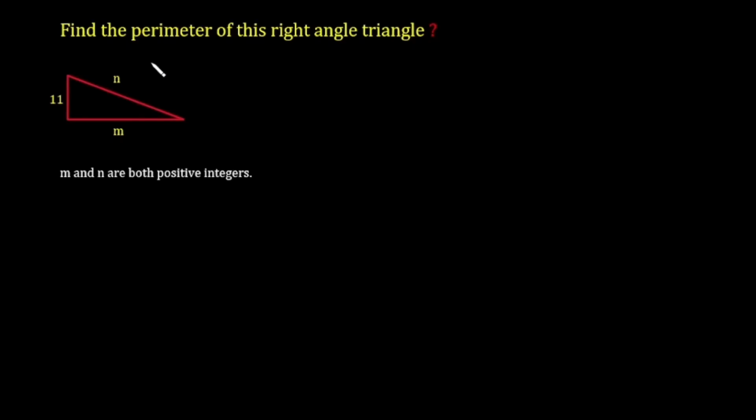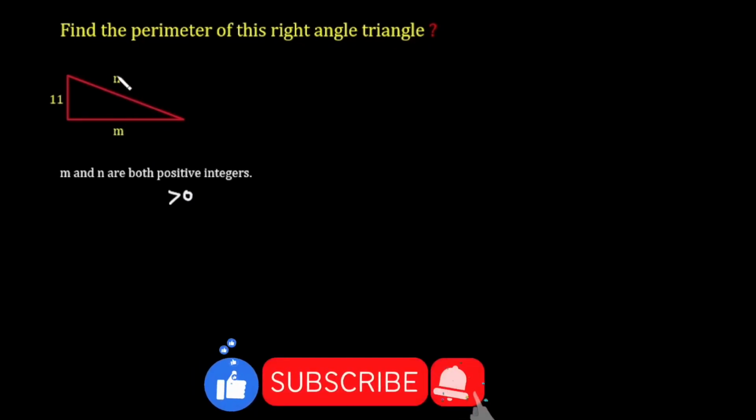Hello everyone. In this lecture, we are going to find the perimeter of a right angled triangle in which only one side is given, and the rest of the two sides are m and n. M and n both belong to the set of positive integers, so they are both positive. We have to find the value of m and the value of n, and at the end we will add all the three sides to find the perimeter.